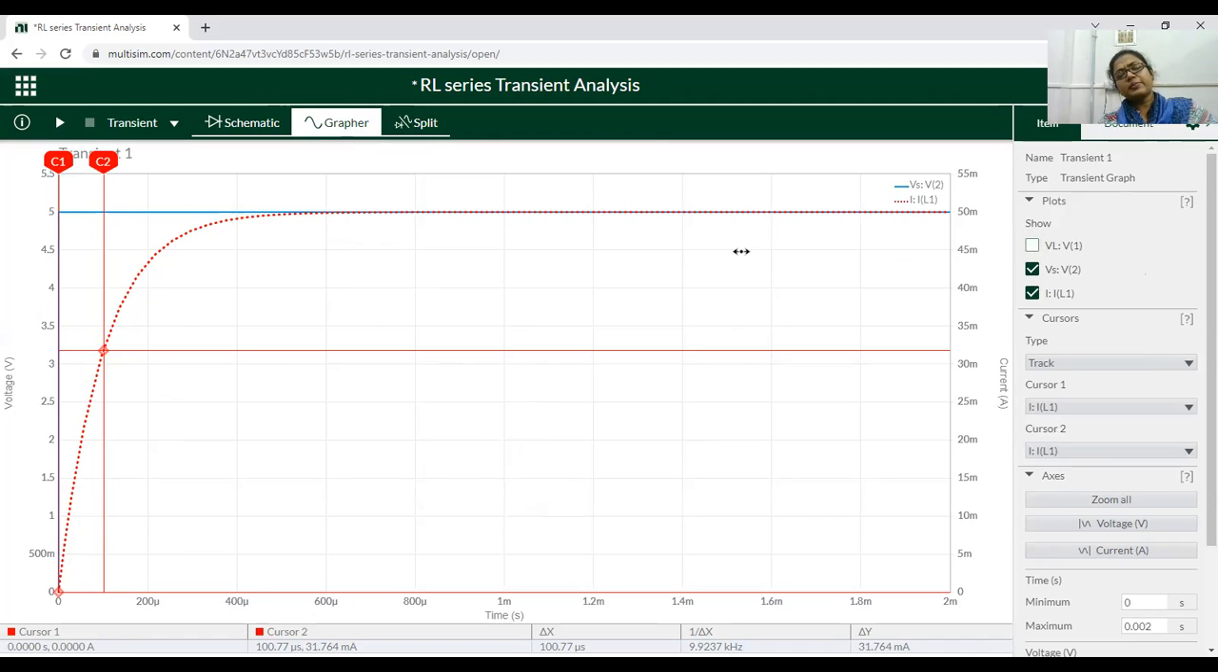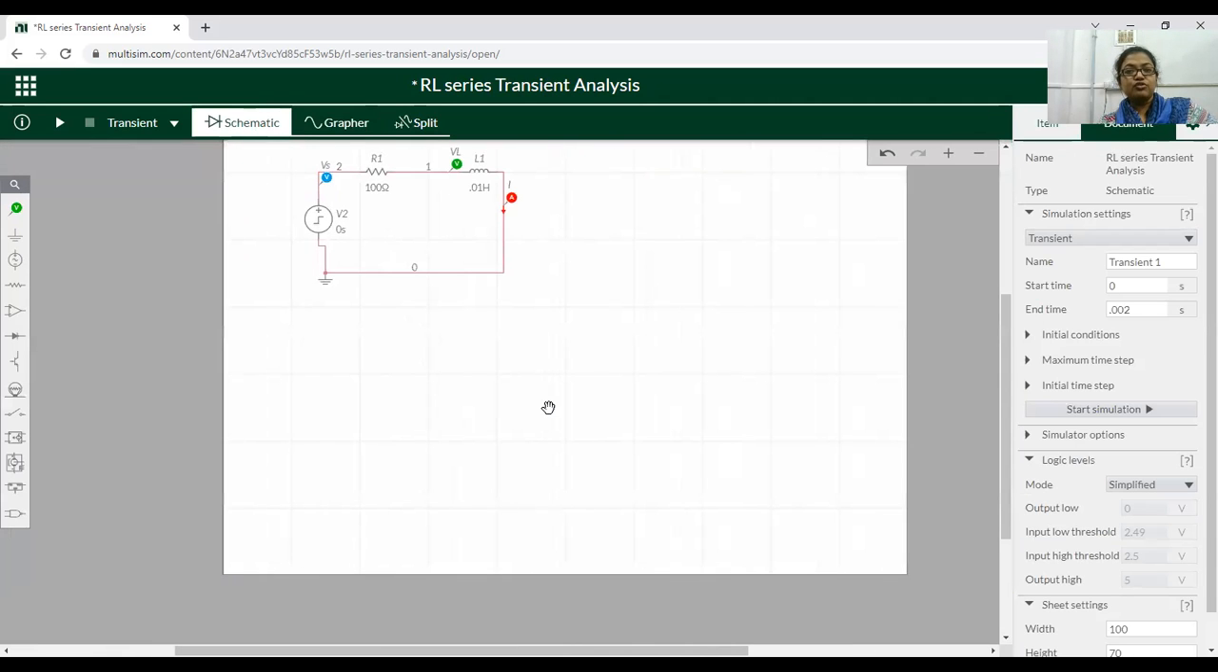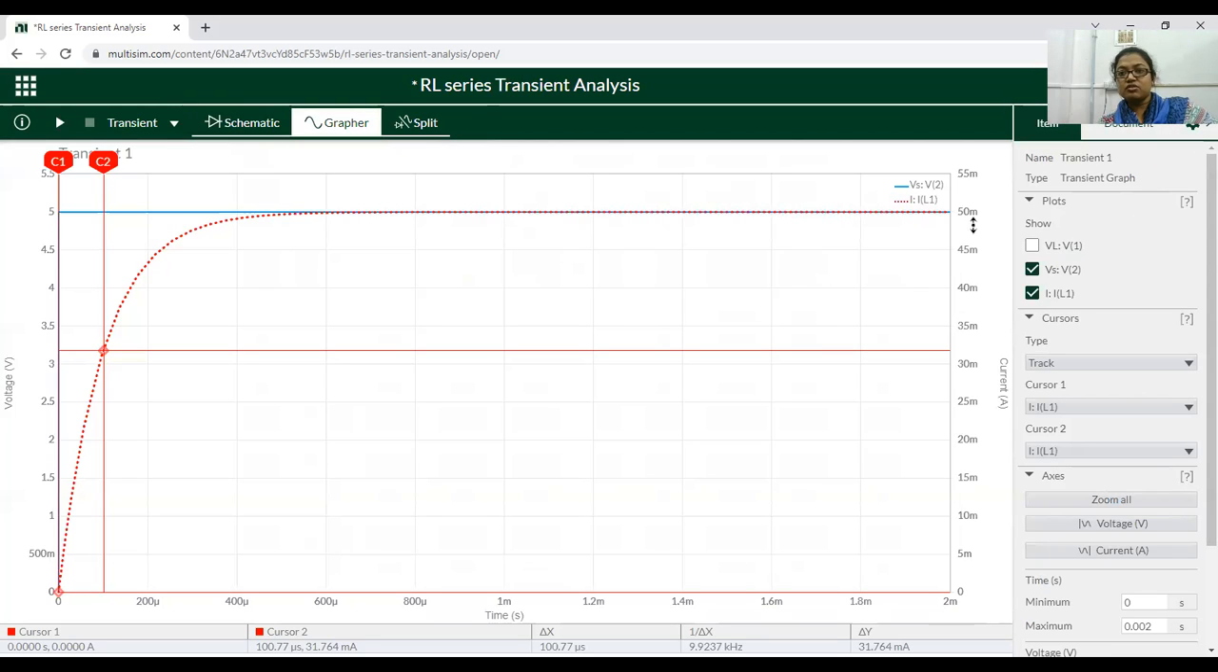Now, what is the maximum current that we have to find first? How can we find that? We know that at the final or steady state, the inductor behaves as a short circuit. Here we choose 5 volt and the resistance value is 100 ohm. So V by R is your final value. V by R, 5 divided by 100, means 50 milliamperes. So the final value of current here is 50 milliamperes. That is the maximum or final value.